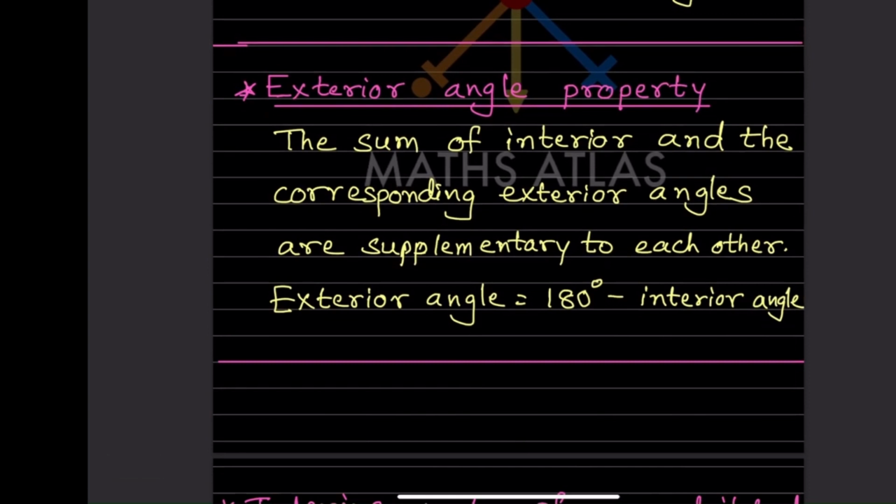Exterior angle property. The sum of interior and the corresponding exterior angles are supplementary to each other. So exterior angle, what is it? That is 180 minus the interior angle. So suppose this is there, so this is the exterior angle. What you have to do is, from 180 you have to subtract the interior angle.